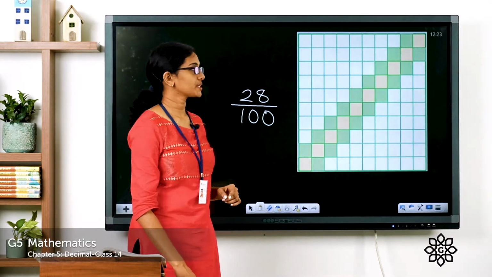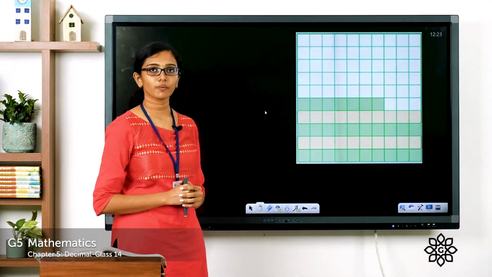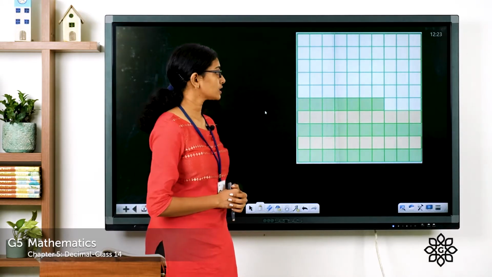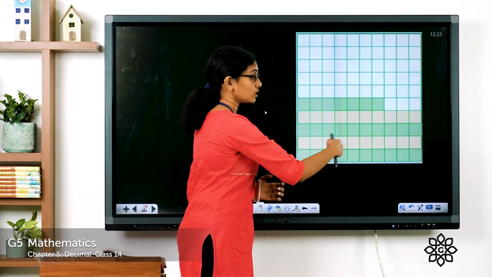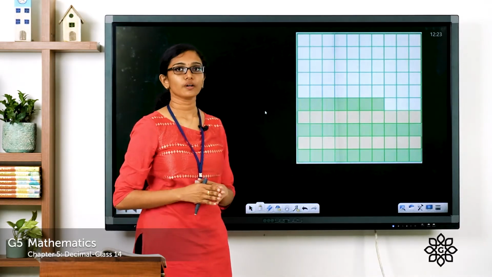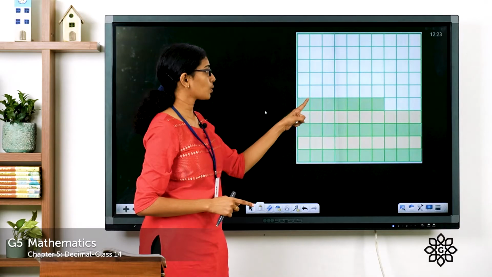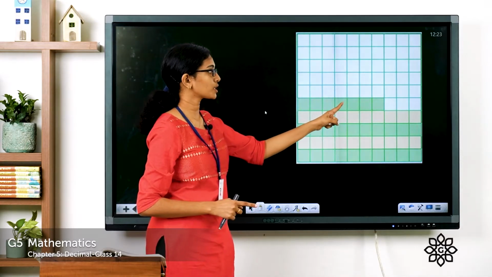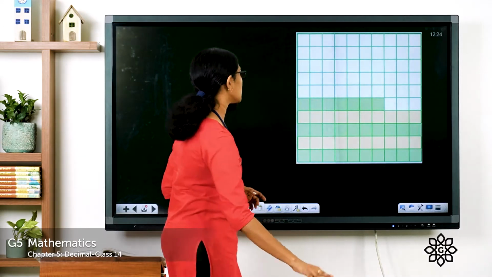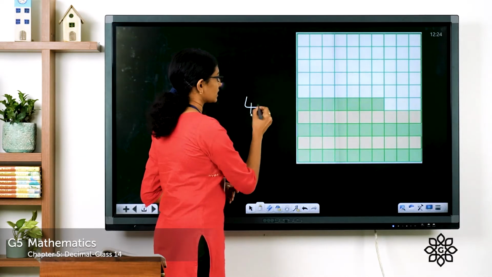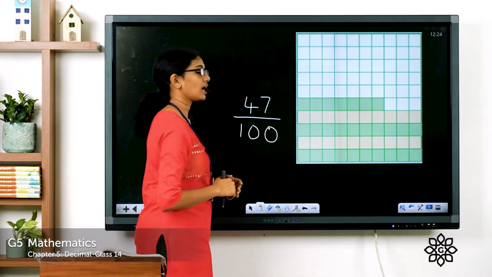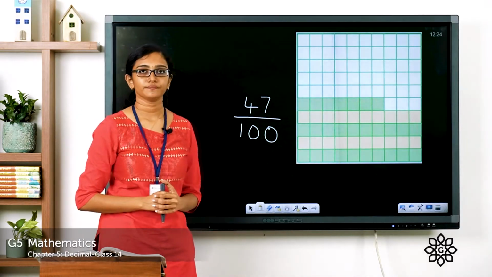Let's see one more picture. Here, how many boxes are shaded? There are a total of 100 boxes and 4 full rows are shaded, which means 4 into 10, 40, plus 41, 42, 43, 44, 45, 46, 47. So here a total of 47 boxes out of 100 boxes are shaded here.